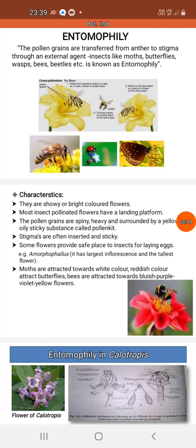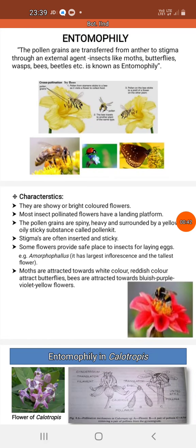Entomophily means when the pollen is transferred from anther to stigma with the help of an external agent, insects, then it is known as entomophily. Insects like moths, butterflies, wasps, bees, beetles, etc. are involved in this mechanism.